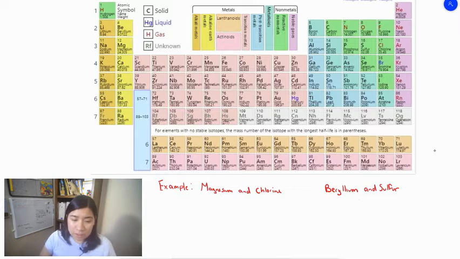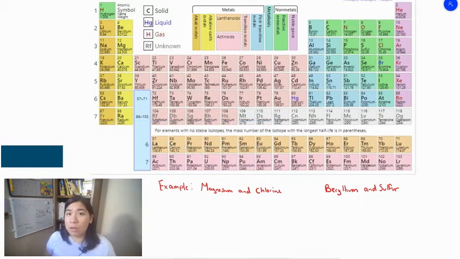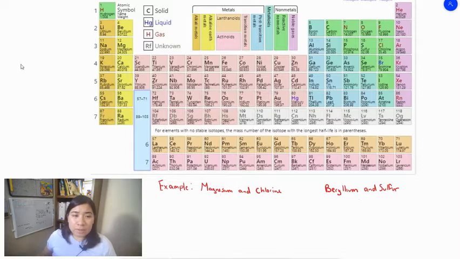Now let's talk about how to write the formula of an ionic compound. So here is one example that I wrote. Let's say we are mixing magnesium and chloride. Your first step should be to write the symbol along with the charge of the ion. So let's go ahead and do that. Magnesium, it is found over here, so that is going to be Mg for its symbol, and its charge is going to be +2. So I'm going to go ahead and write that.